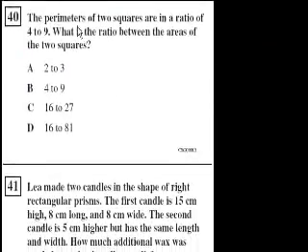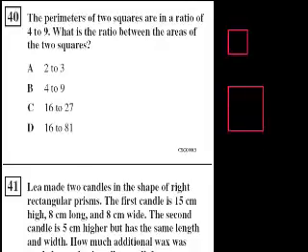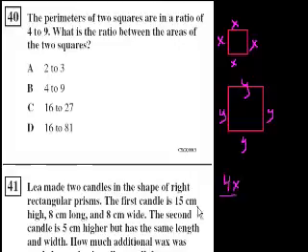Problem 40. The perimeters of two squares are in a ratio of 4 to 9. What is the ratio between the areas of the two squares? So let's draw two squares. So that's one square, and let me draw another square. And let's say that the sides of this are x, right? And the sides of this one are y. So they're saying the perimeters of the two squares are in a ratio of 4 to 9. So the perimeter of the first square is 4x, right? x plus x plus x plus x. The perimeter of the second square is 4y.